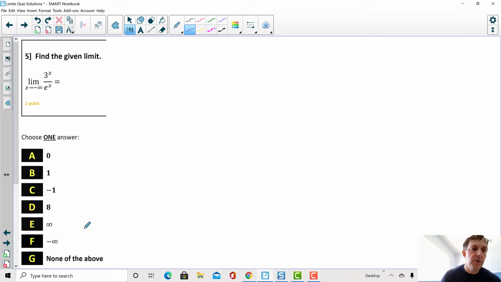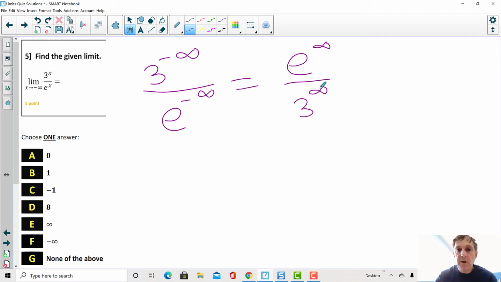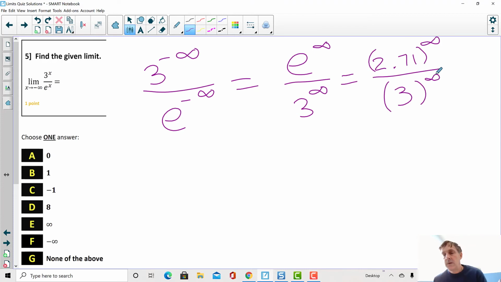Okay, for this one, if we were to plug the -infinity in, it would kind of be something like this. And because both powers are negative, you can move them and they will change to positive. Now let's approximate e so that we can see which one is going to infinity faster. Okay, you can see that the bottom is going to infinity faster, so this answer will equal 0.